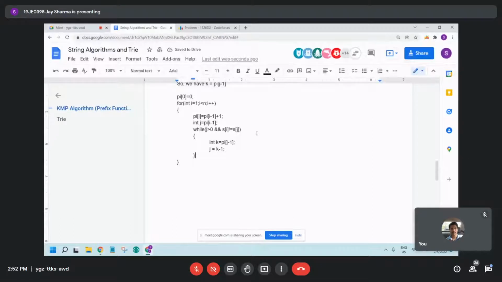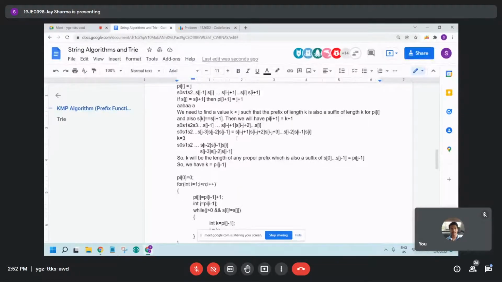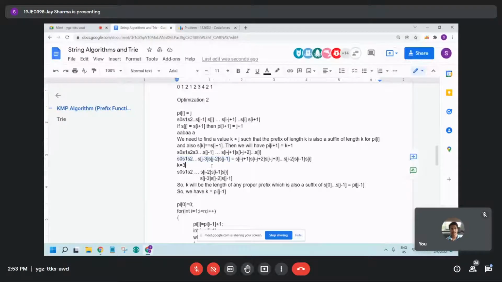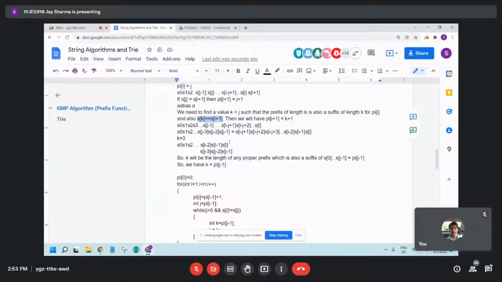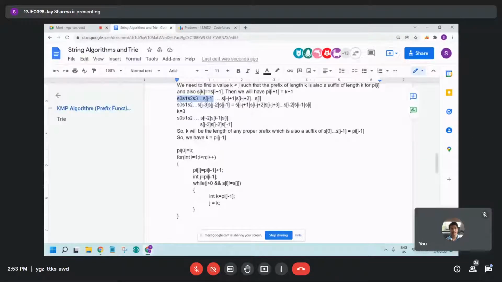Okay, sorry, we'll just make j equal to k, because now what we need to do is that if we don't get this k satisfying this property, if the value of k that we get does not satisfy this property s of k equals s of I plus 1, then we can just reduce this whole I to the substring j minus 1. Basically what we are trying to do is that this whole substring up to I, we managed to reduce it to j minus 1.